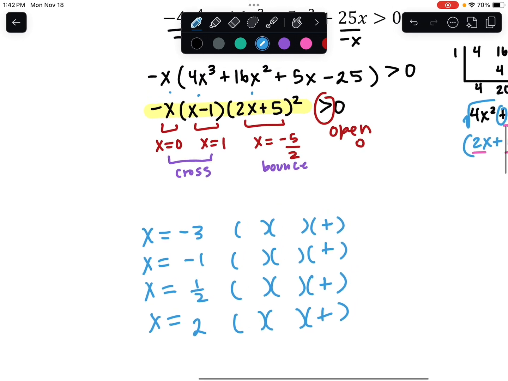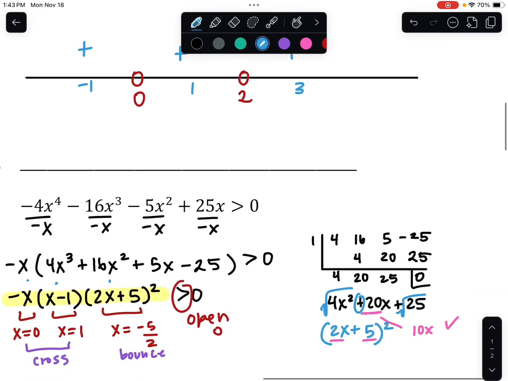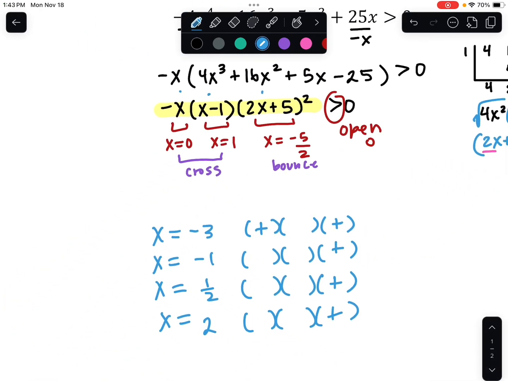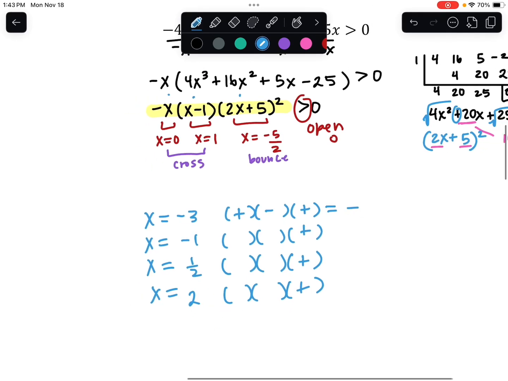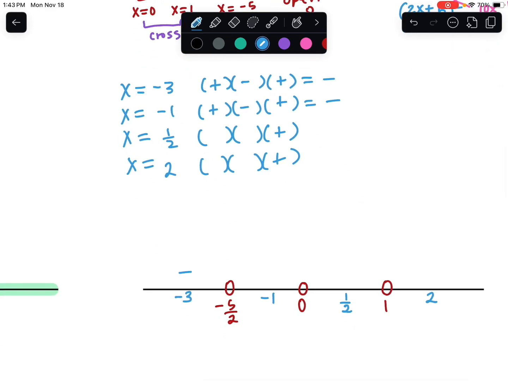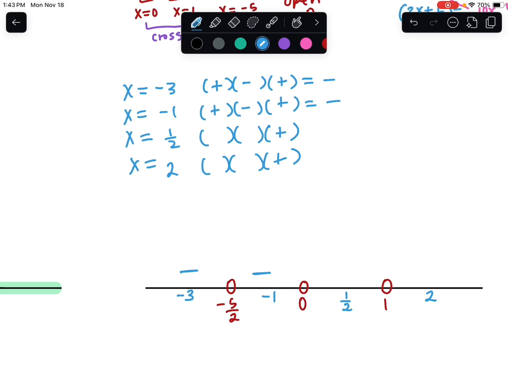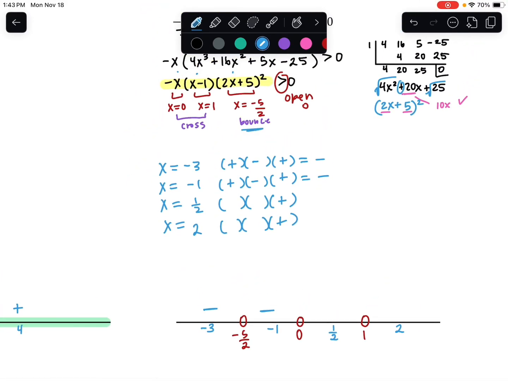Okay, and so now plugging in the -3, I would get -3, which is positive. And then for the x minus 1, I would get -4. And so positive, negative, positive would result in a negative. Plugging in the -1, I would get -1, which is positive, -2, which is negative. So this result would also be negative. And so my first two intervals are negative, negative, and that makes sense because that's where our bounce would be.